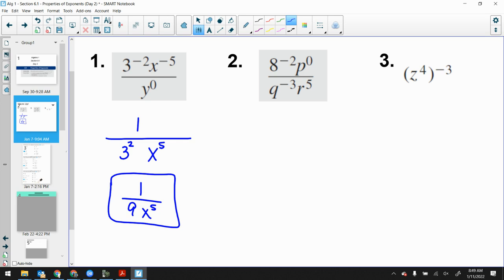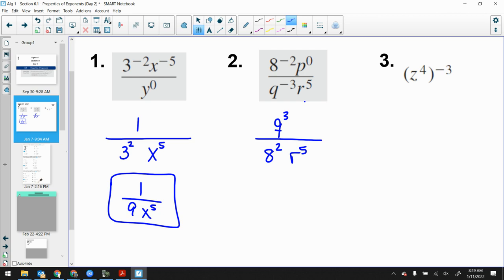All right, let's take a look at number 2. Is 8 happy? No, move it to the bottom. What happens to P? Cancels out. It goes to 1, right? What happens to Q? It's negative. Make it happy. Put it to the top. Is R happy on the bottom? Yes. Yep.